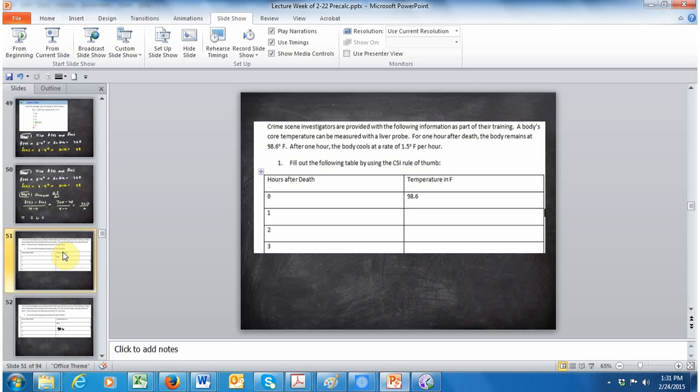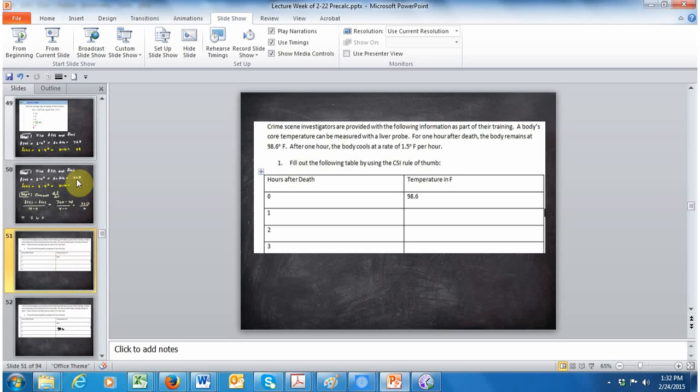So looking around, you'll find on the internet that there is a rule of thumb where 1 hour after death the body cools at a rate of 1.5 degrees per hour. So what I'd like you to do first is to apply this rule of thumb to determine what the temperature would be, and link it to hours after death.